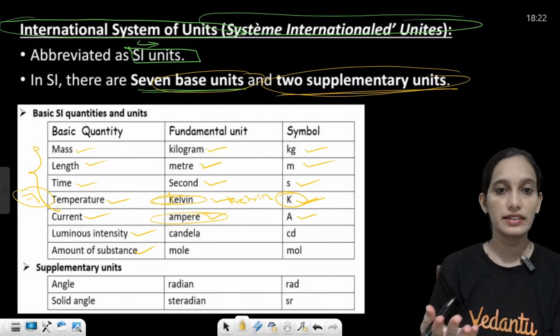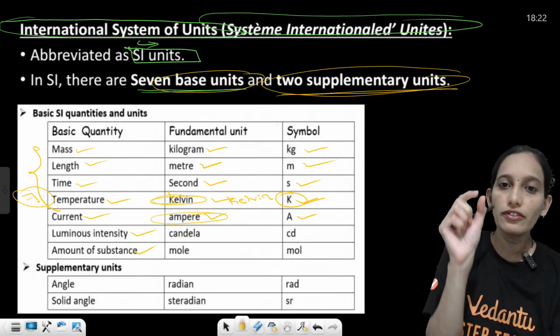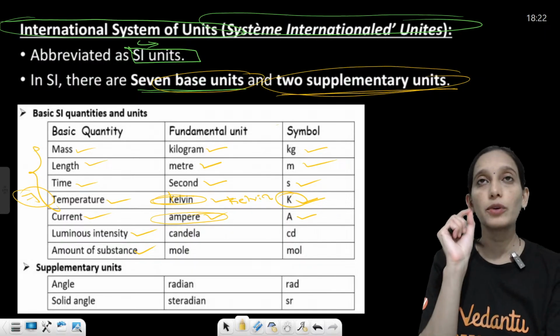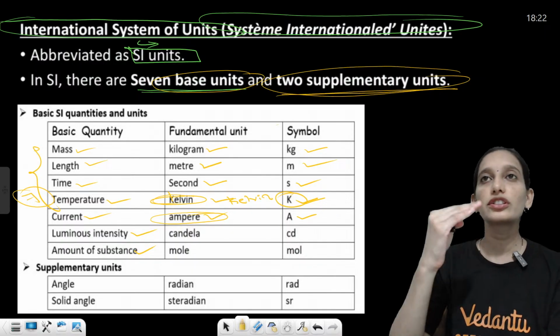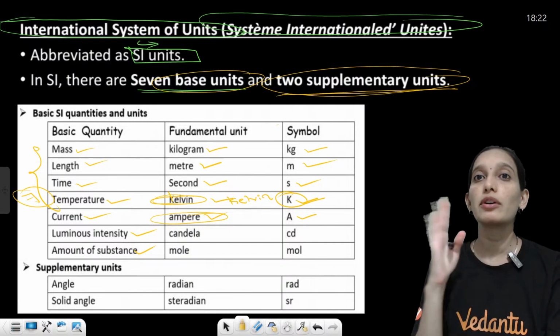It's the name of a scientist: Ampere. Kelvin is the name of a scientist. So when you write the unit in full, the first letter should be a small letter, just to distinguish that I am talking about the unit, not the name of a person.